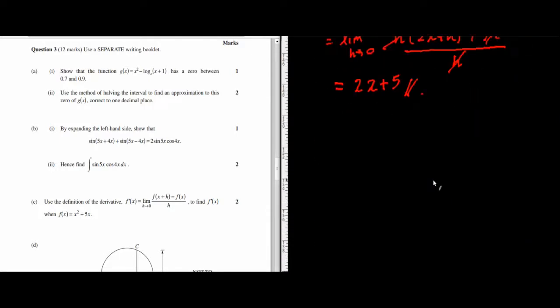Okay, final question. It is circle geometry. Let me draw this out as much as possible. It's going to be a bad circle, but that's okay. That's the best possible circle I can draw. And I have two chords.